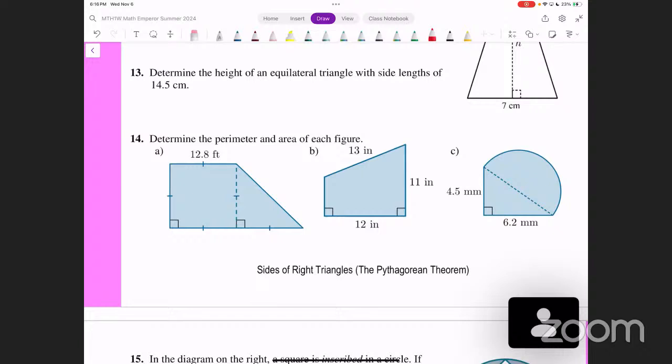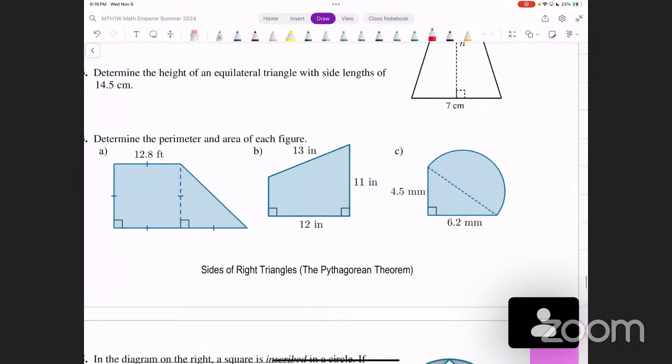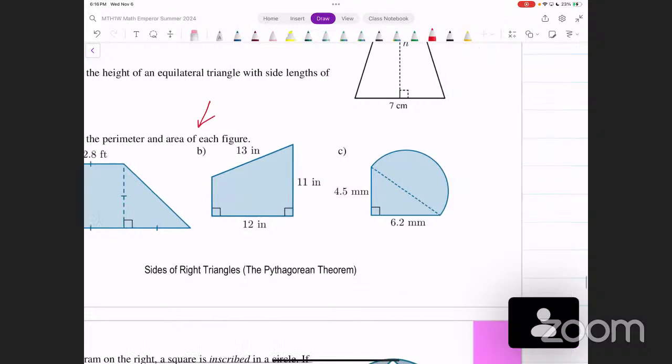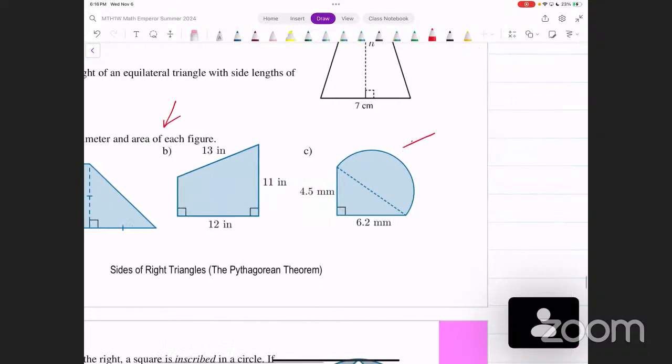So you all learned the formulas. But let's go back to the type of question we're going to be working on: determine the perimeter of each figure. A perimeter is basically the distance around the shape, right? So Tavan, how do I find the distance around the shape? What do I need to do to find the distance around that shape?